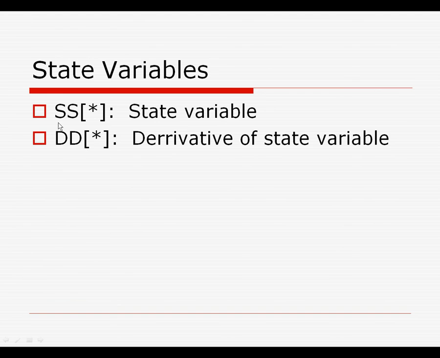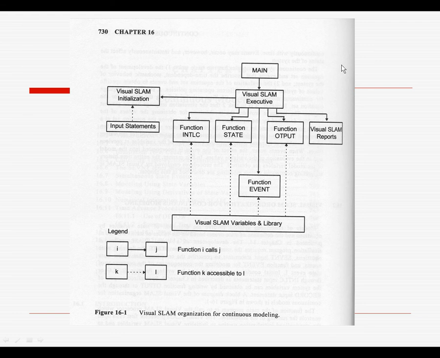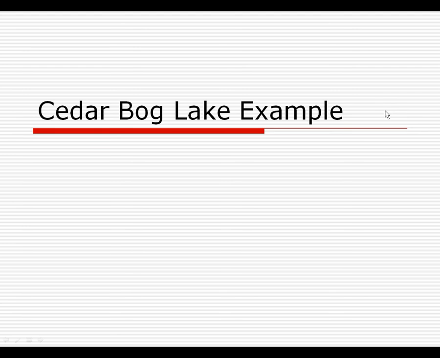If you represent it as a DD equation, Awesome will take care of integrating that derivative equation and calculating the value of the state variable. This is the structure. The main thing that's added here is function state. Function state is a function you write to define the SS and DD equations, and then Awesome will use that function to automatically update the values of the state variables and perform the integration and time advance functions.